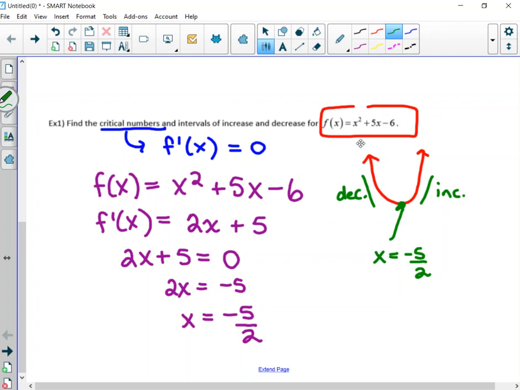Now, did you ever learn anything about the vertex of a parabola? How to find it? If you talk about a parabola in this form, the vertex is always at when x equals negative b over 2a. Anybody remember learning that in Algebra 2? Sort of, maybe? Vertex form, negative b over 2a, no? No? Okay. And maybe you guys don't talk about that anymore.